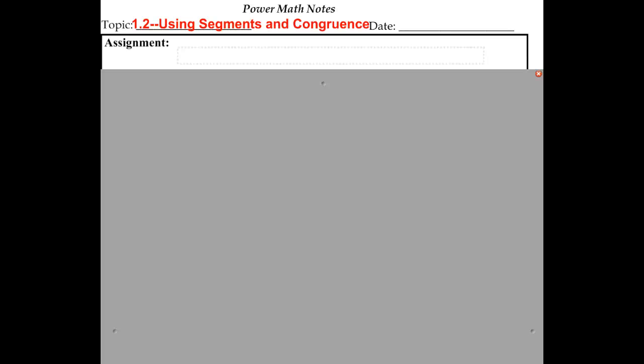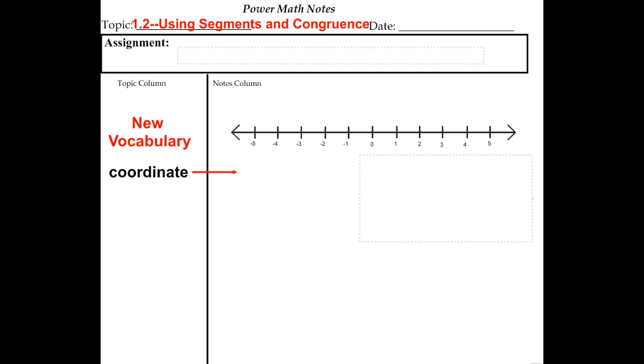All right, now we're going to talk about section 1.1 from the geometry book, using segments and congruence. So let's learn a couple things before we go on to actual segments and congruence in there.